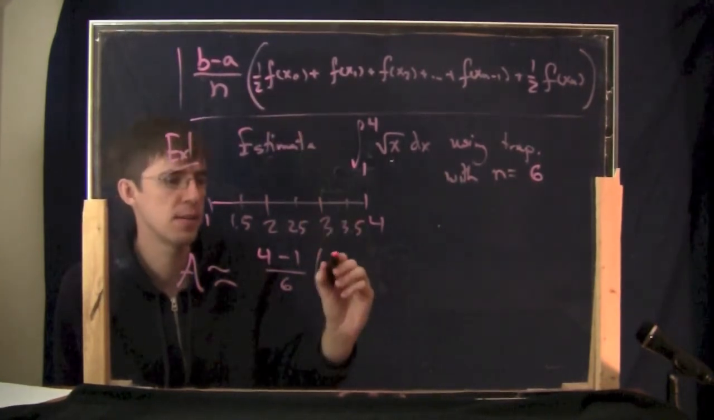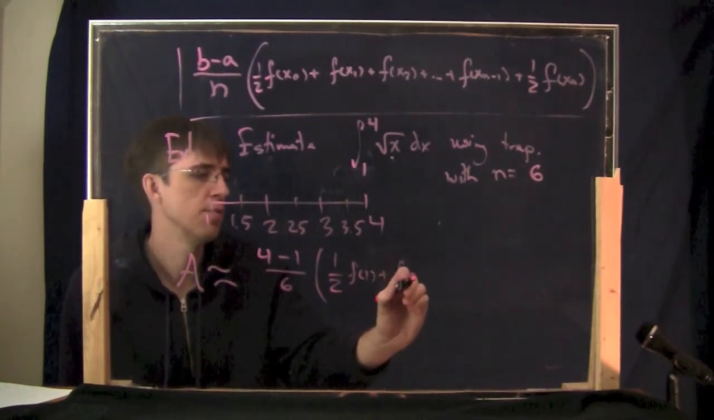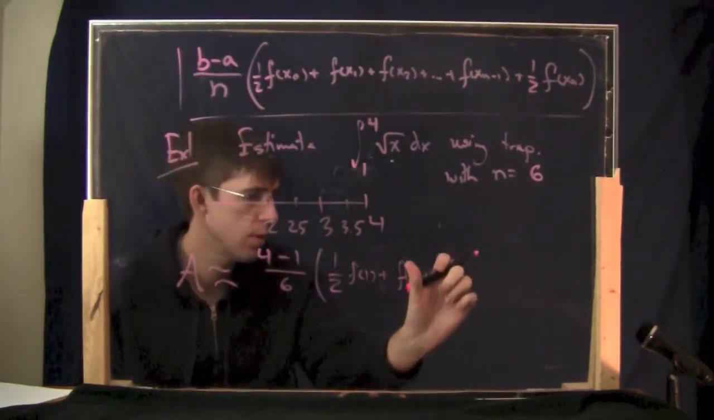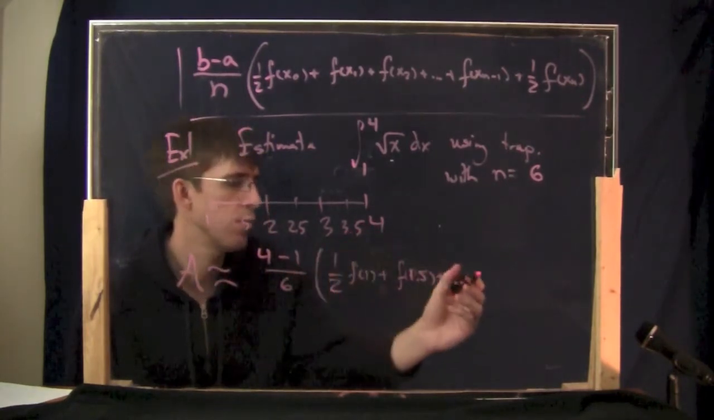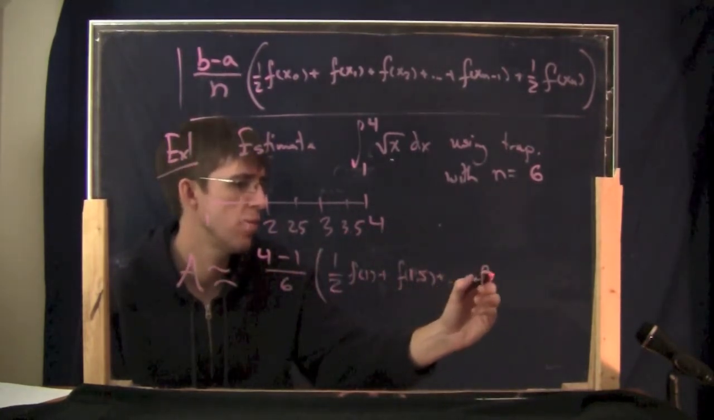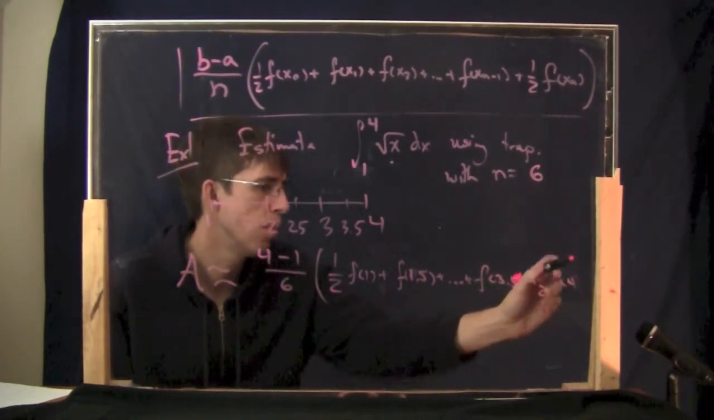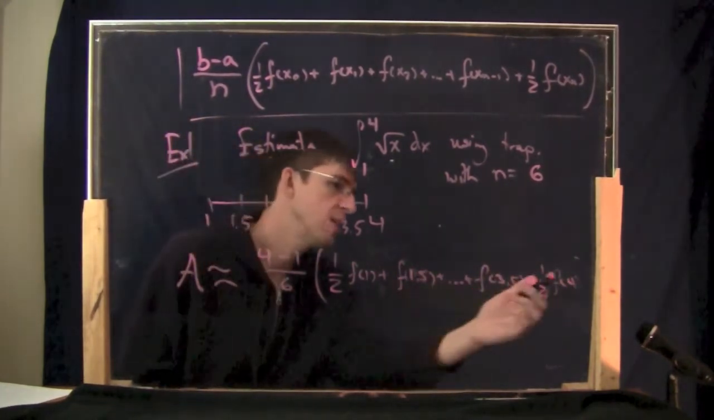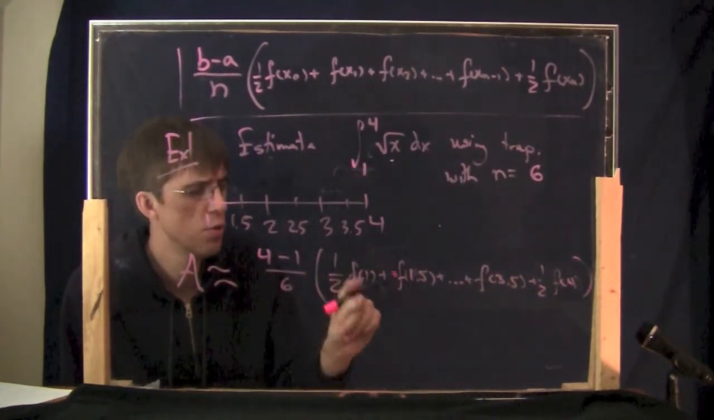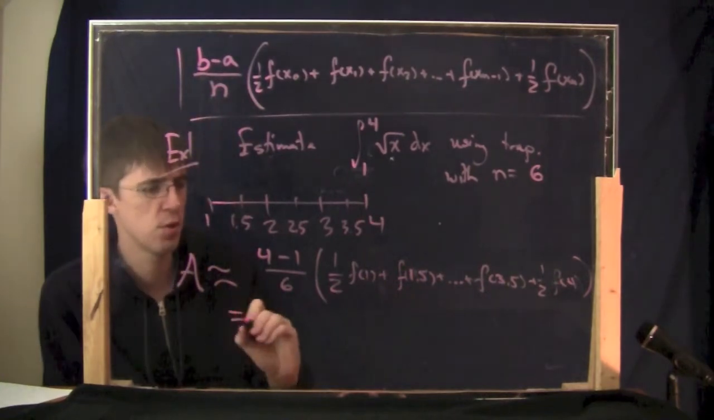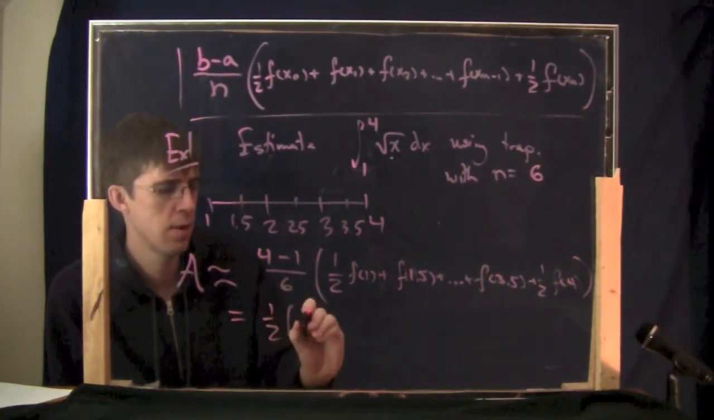And then inside I say 1/2 f of 1 plus f of 1.5, which is the next point, etc. The last point without the 1/2 on it is 3.5. And then 1/2 f of 4. This is basically the answer, although you should plug in for the f's here, just so that I know that you know what you're talking about. So for your final answer, you could simplify: that's 3 over 6, which is 1/2, right?